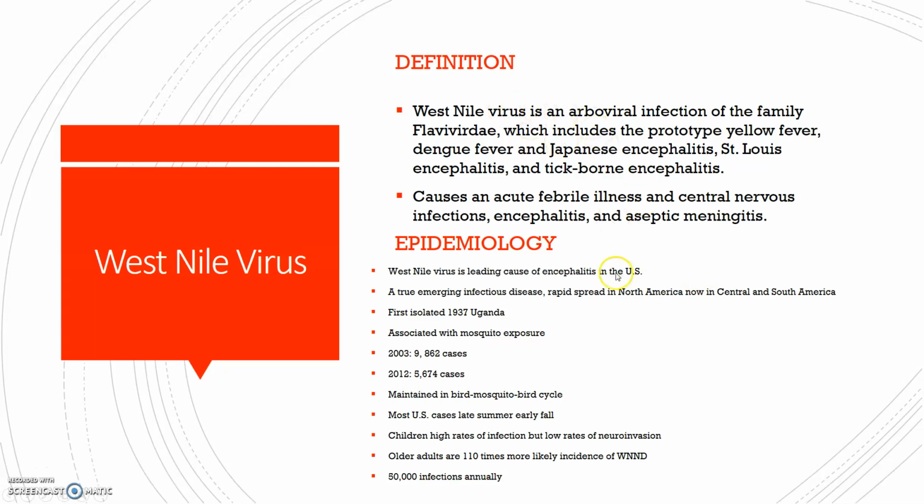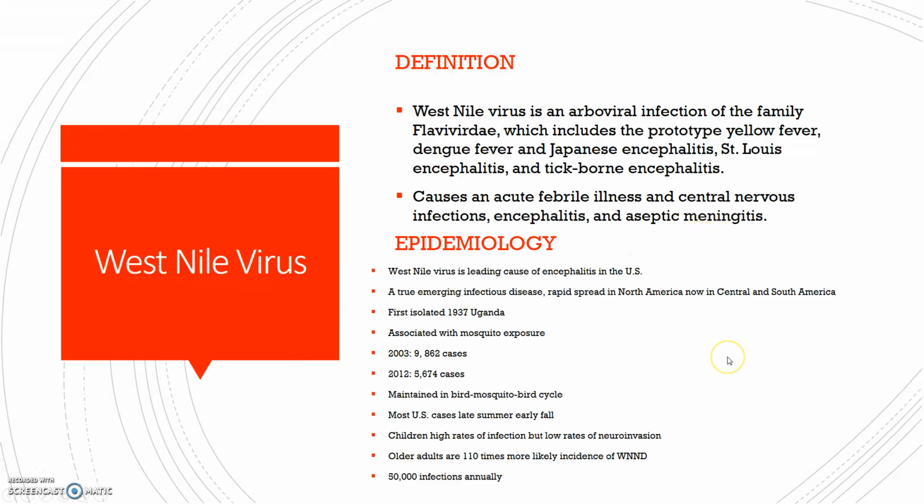West Nile virus is an arboviral infection of the family Flaviviridae, which includes the prototype yellow fever, Dengue fever, Japanese encephalitis, St. Louis encephalitis, and tick-borne encephalitis. West Nile virus causes acute febrile illness and central nervous system infections, encephalitis, and aseptic meningitis.